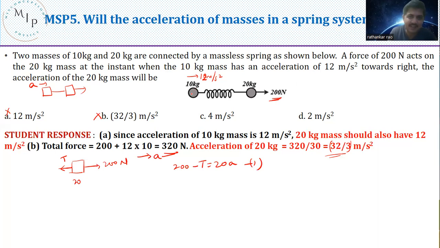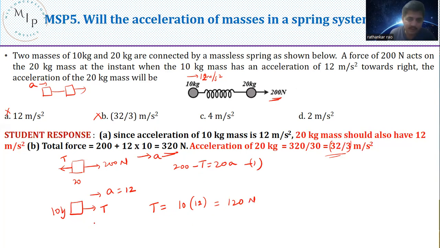Now let us look at the second object. The second object is already moving with an acceleration a equal to 12. This value of a is already given to you. And then you have the same tension which is present over here. What is the mass? 10 kg. There is nothing else which is pulling backwards, so it is only 10 kg over here. Now I can write tension is equal to 10 times 12, which is 120 Newton. So now I got the value of tension.